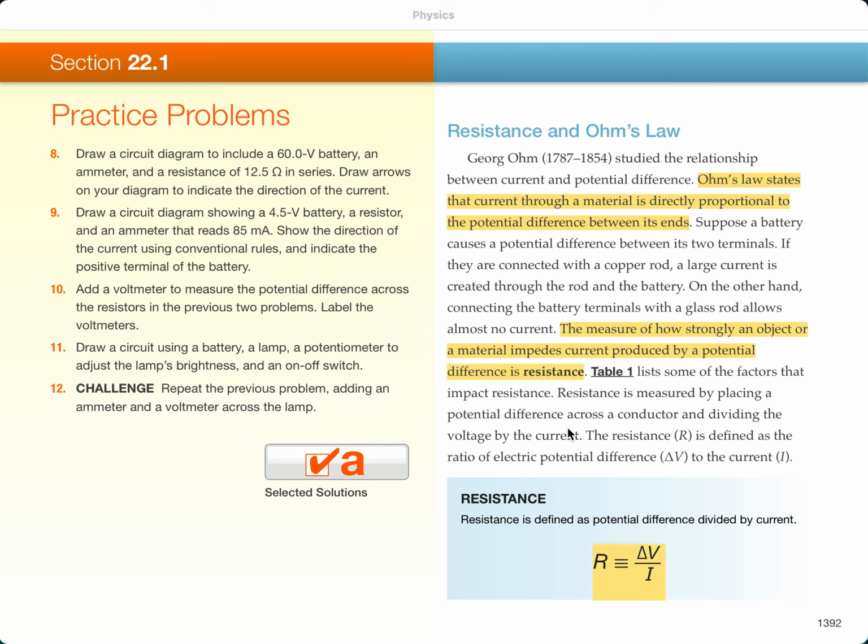Screencast covering Chapter 22, Section 1, Part B, Resistance and Ohm's Law.